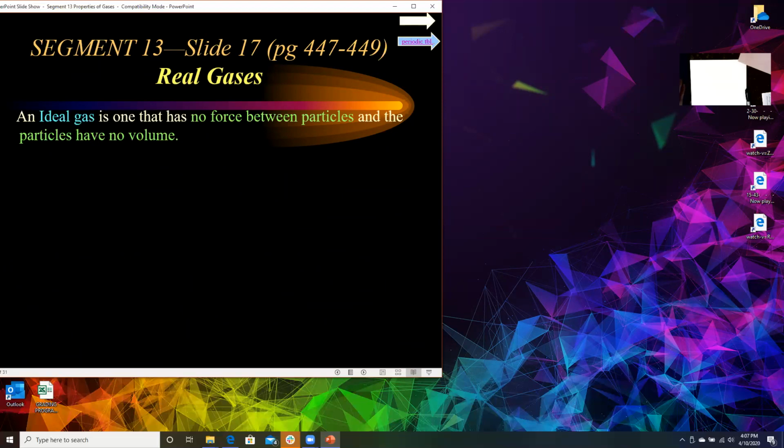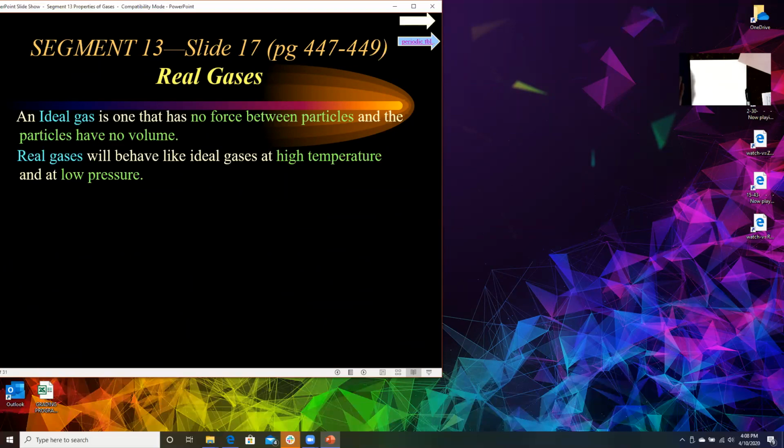Now, let's look at real gases. There's lots of different ways to express real gases. We're only going to do one of them. It's called the van der Waals equation. We need to look at how real gases differ from ideal gases. Now, an ideal gas has no force between particles, and the particles have no volume.